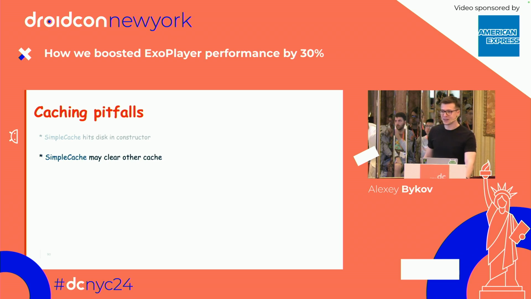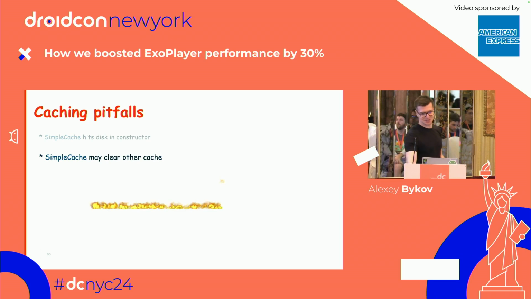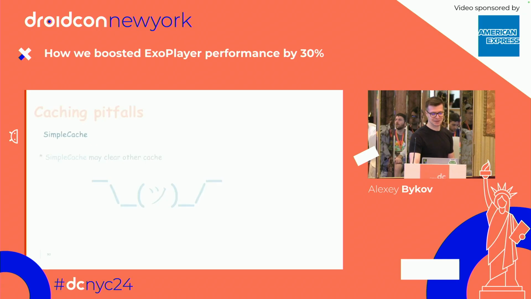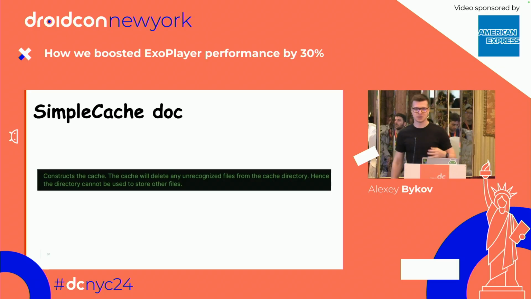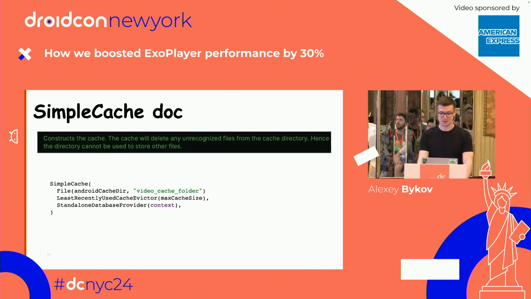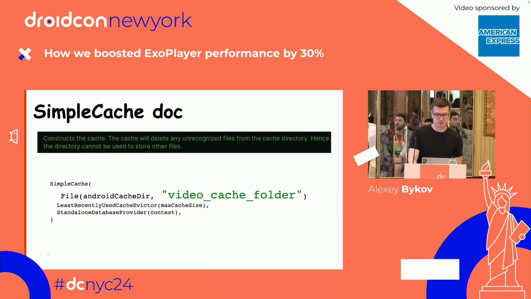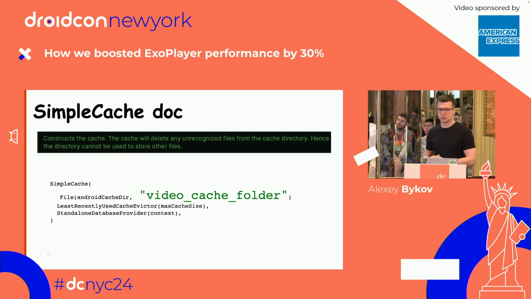Simple cache may clear other cache that doesn't belong to ExoPlayer, right? Which sounds a bit crazy, but it's even written in the documentation that if ExoPlayer is going to see some file which doesn't belong to it, it's going to be removed. I know some guys already experienced this. It wasn't good. So just ensure that you define the video cache folder specifically for your app.